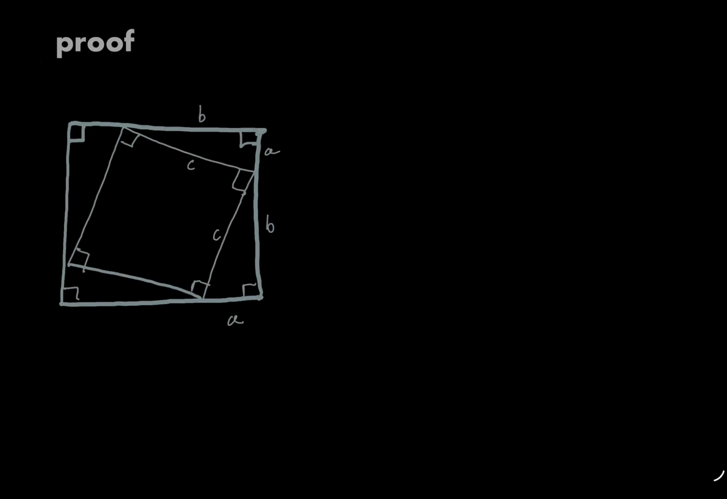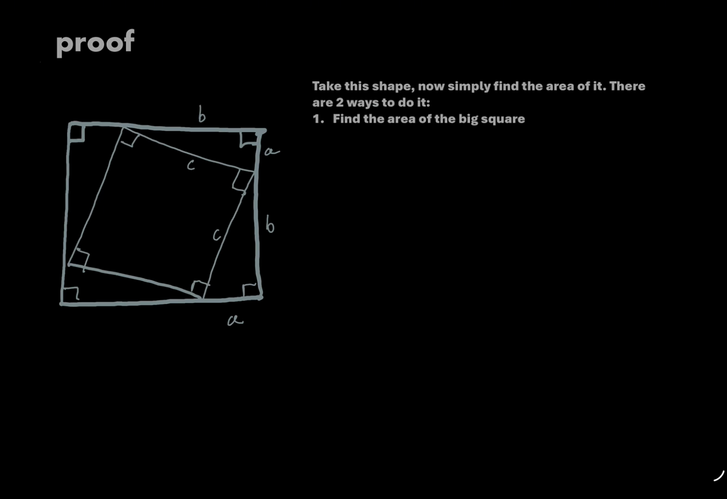So how did he prove it? He got this square, which is embedded inside of another square, in such a way that it creates 4 congruent triangles that are all arranged in this pattern. So what we're going to do is find the area of the bigger square, and there's 2 ways to do that. If you find the area of the big square, you add together a and b on the sides, and you square it.